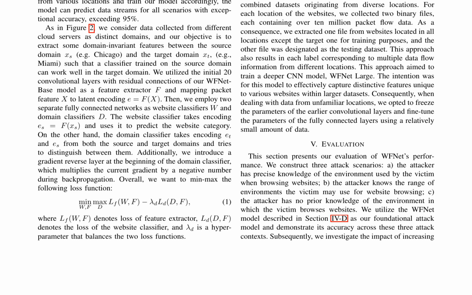The paper also discusses the pre-training and fine-tuning of the WF-NetLarge model. The model is trained on datasets originating from diverse locations, and the parameters of the earlier convolutional layers are frozen while the parameters of the fully connected layers are fine-tuned using a relatively small amount of data.